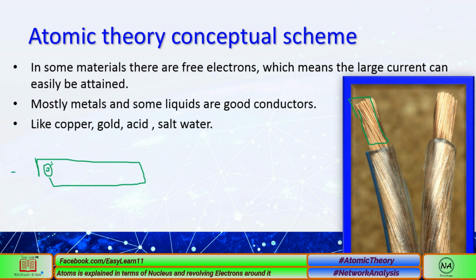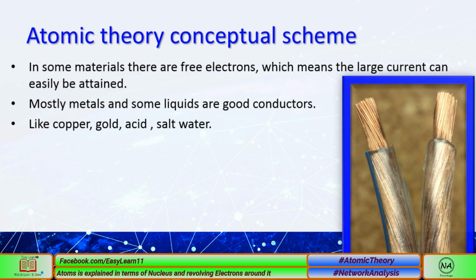Because when energy is striking this conductor like copper, it has an excess of atoms which have free electrons. The free electrons start moving, passing from one atom to the next. Through this phenomenon, they reach the other end, and there is an excess of free electrons, like gold, acid, salt waters. In the case of liquids, salt water and acidic waters, mostly metals and some liquids are good conductors.